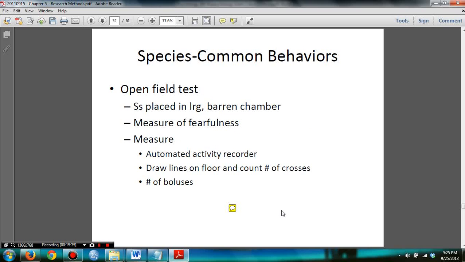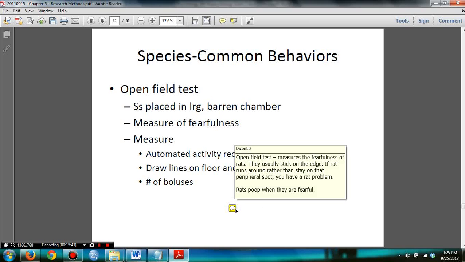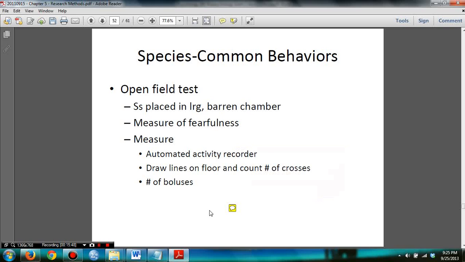So basically, you need to know the open field test, its measurements, and what it does. What the open field test does is measure fearfulness, and you measure it by automated activity recorder. You would draw lines on the floor and count the number of crosses, and then the number of boluses.